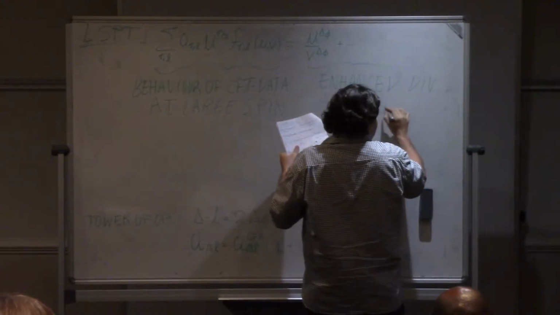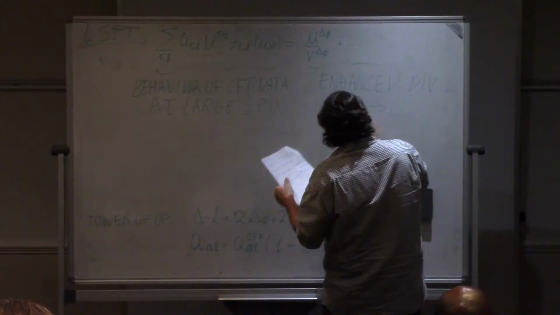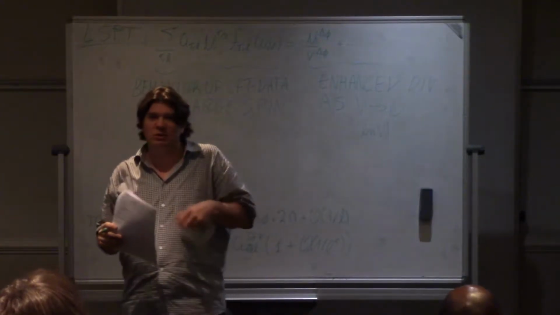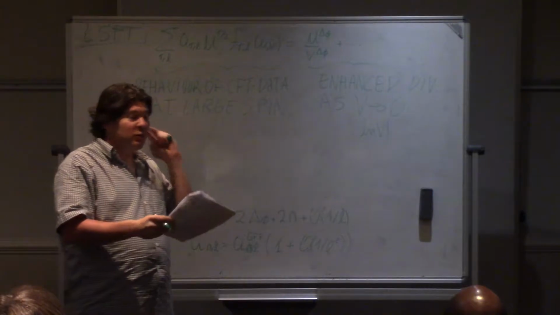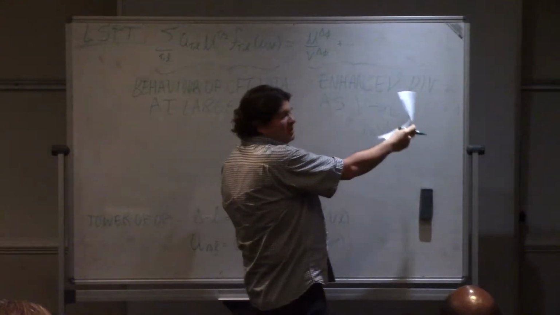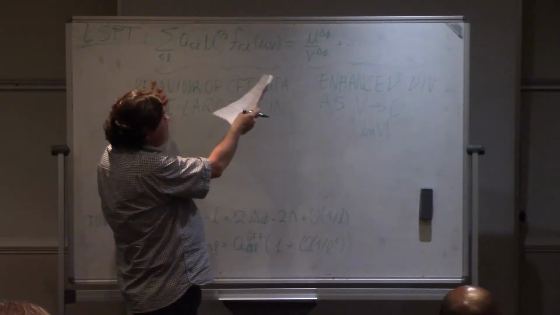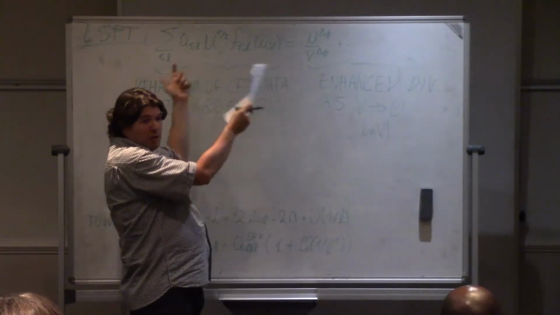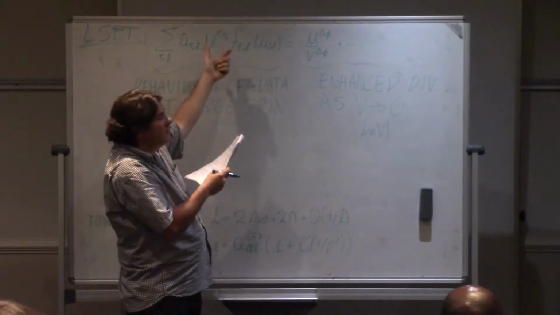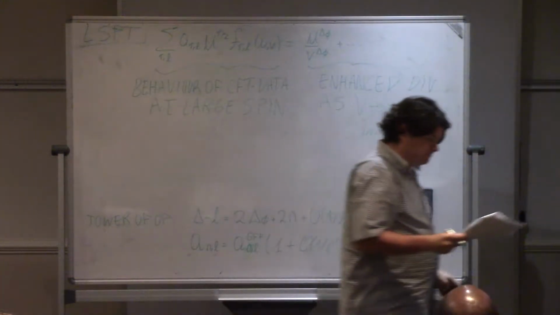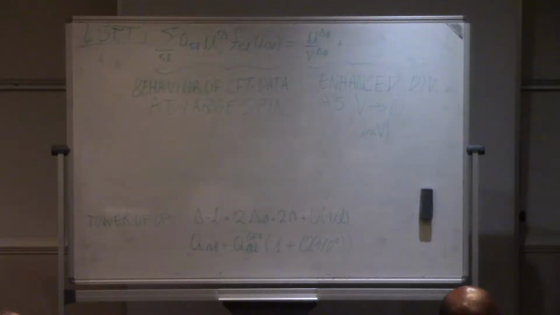And by enhanced divergences, I mean with respect to a single conformal block. A single conformal block has a log v divergence, so any divergence higher than that will give us information about the large spin CFT data of the thing on the left, so dimensions and OPE coefficients at large spin. Is that okay?